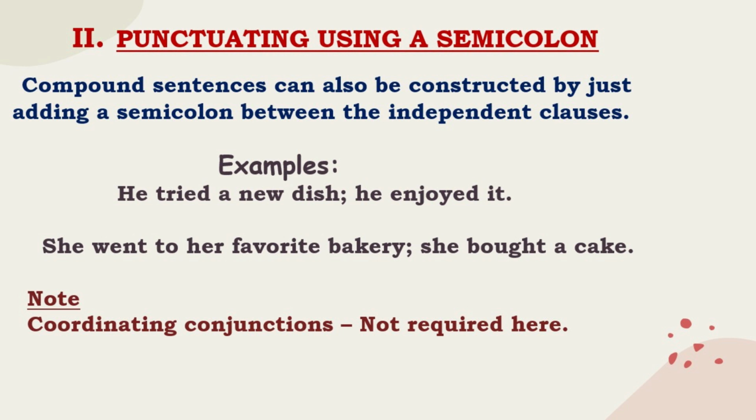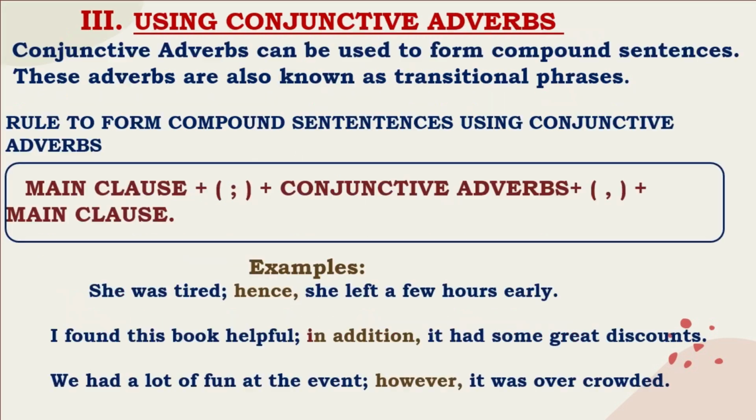She went to her favorite bakery; she bought a cake. Note that in these cases you actually don't need a conjunction, nor do you need a comma. The third way to construct a compound sentence is by using conjunctive adverbs.